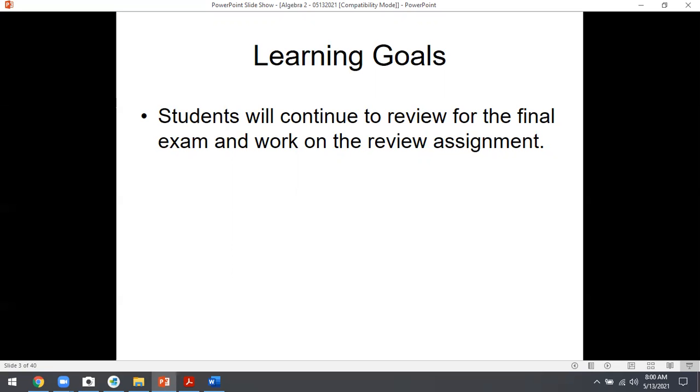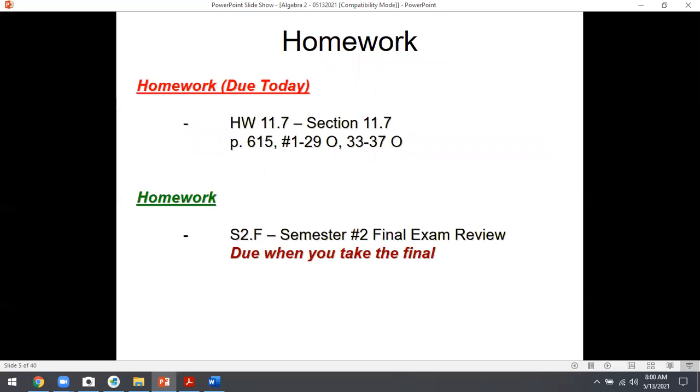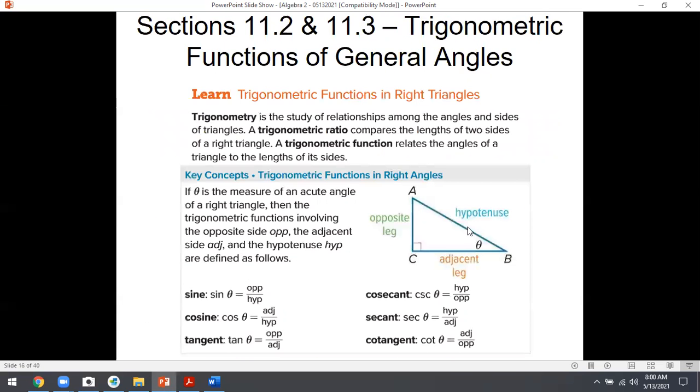Okay, continuing today. Let's see what we got. 11.7, the review stuff over inverses is due today, so make sure that's turned in. And then, of course, that's it. You just got your review assignment to worry about. Any extra credit, all that stuff, again, like I mentioned, is due when you take the final. So let's continue our review.